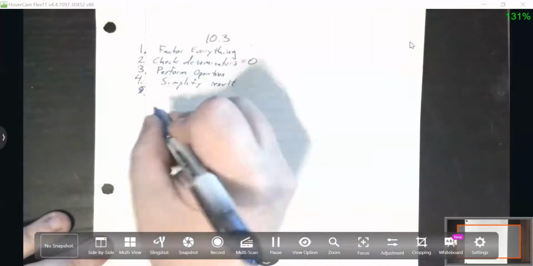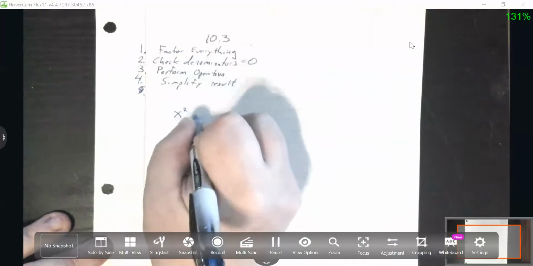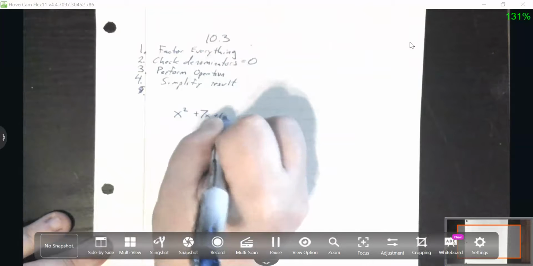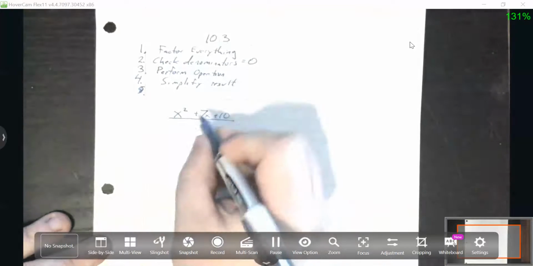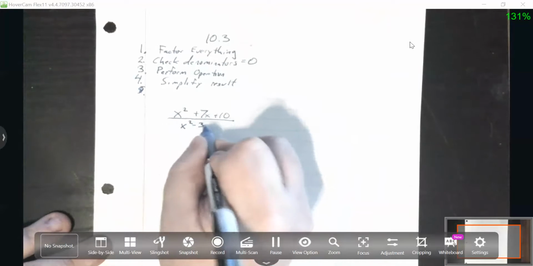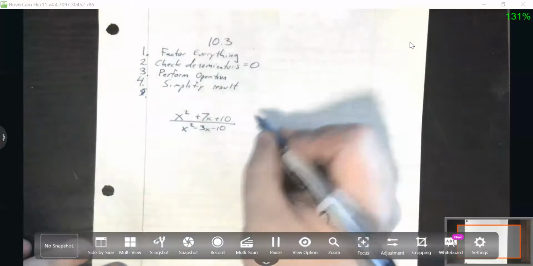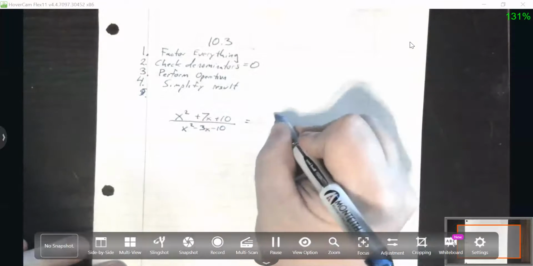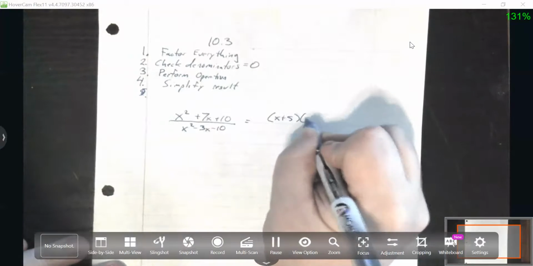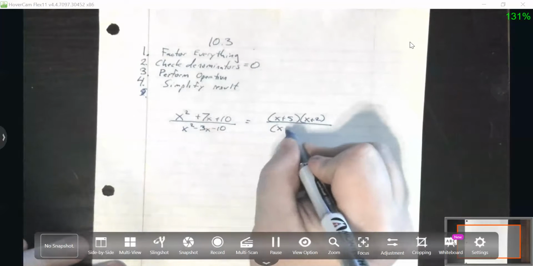So let's take a look, and we want to examine something like x squared plus 7x plus 10 over x squared minus 3x minus 10. We don't have any other directions. We're not multiplying, we're not dividing. So instead, we're just going to simplify this. Our first step is to factor it. This is a trinomial, it's factorable. This is x plus 5 times x plus 2. On the bottom, we have x minus 5, x plus 2.